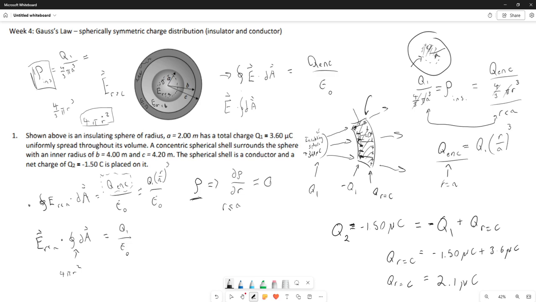So anyway, and again, this is some general r where r is less than a, right? Because when you do the left-hand side of Gauss's law, the dA integration is with respect to your Gauss surface, and your Gauss surface is inside the insulating sphere in this case. So this electric field that we get here is specifically for inside the insulating sphere. And sorry, I didn't carry my r over a.